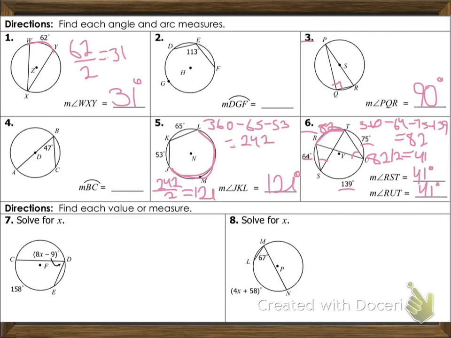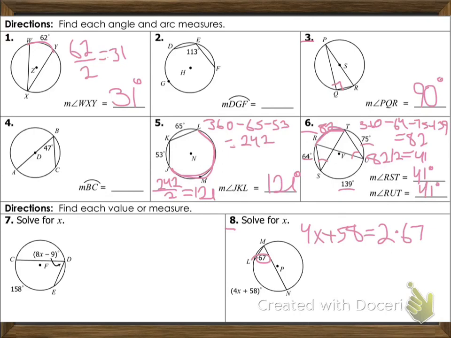Okay, let's skip ahead to number 8. It says solve for x. Once again, you know that the angle is half the measure of the arc. So I'm going to take my arc, which is 4x plus 58, and I'm actually going to double my measure for the angle. So 2 times 67.